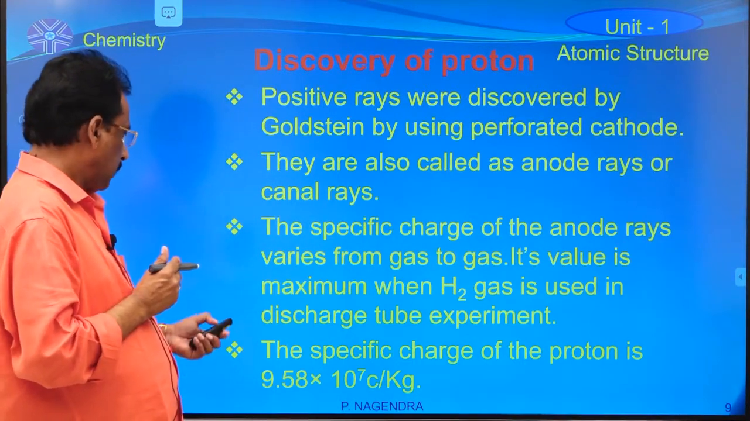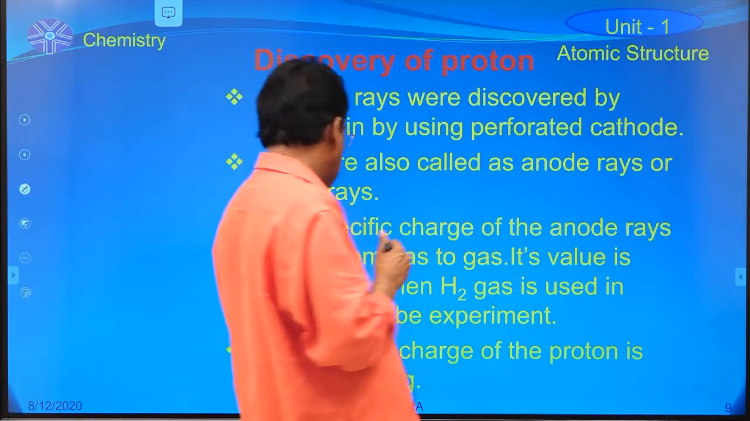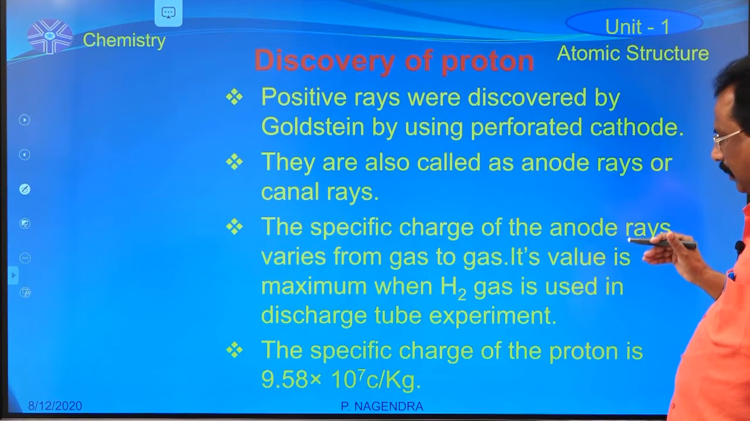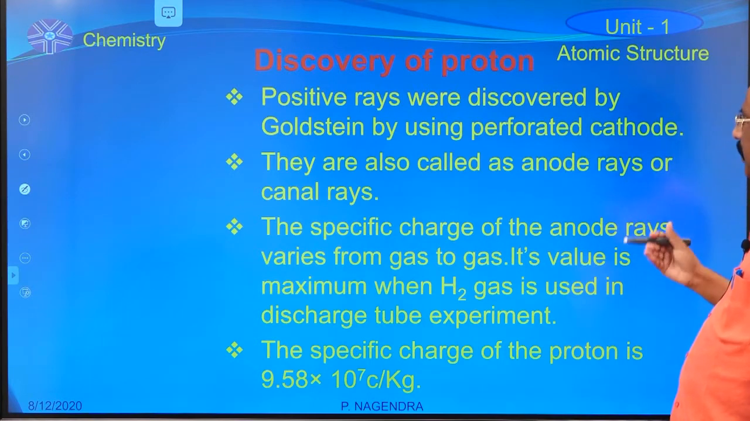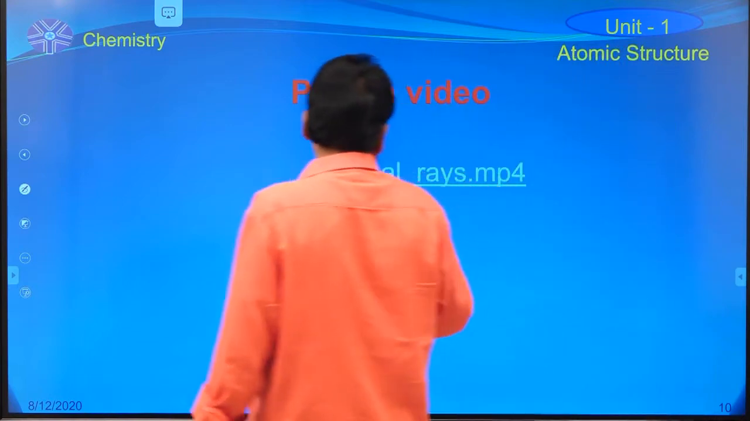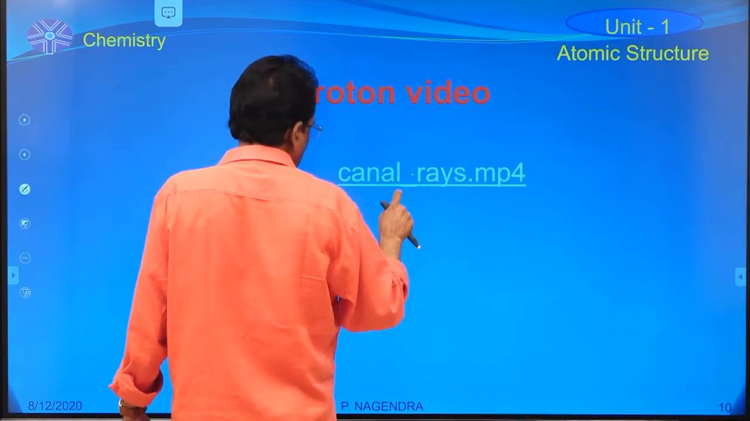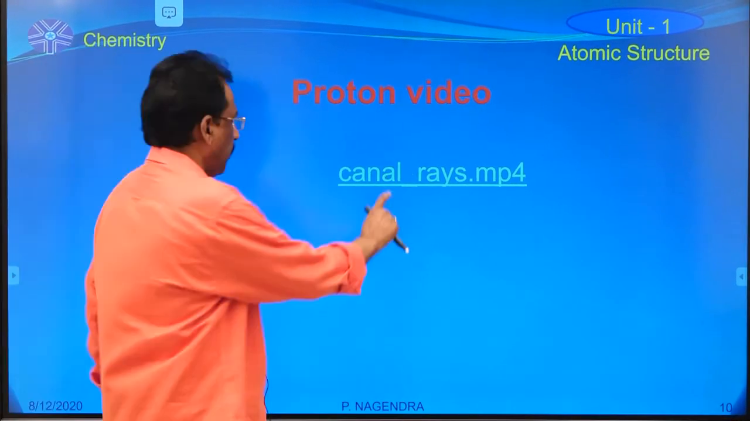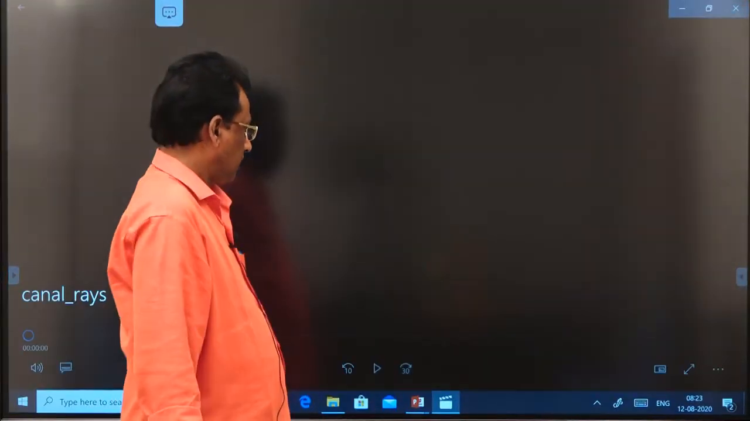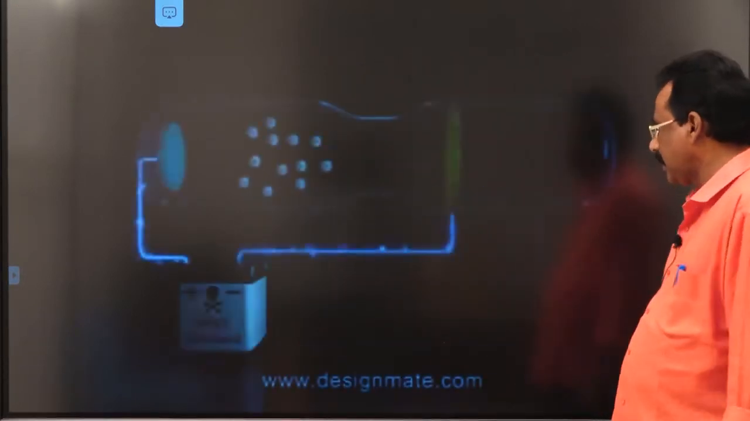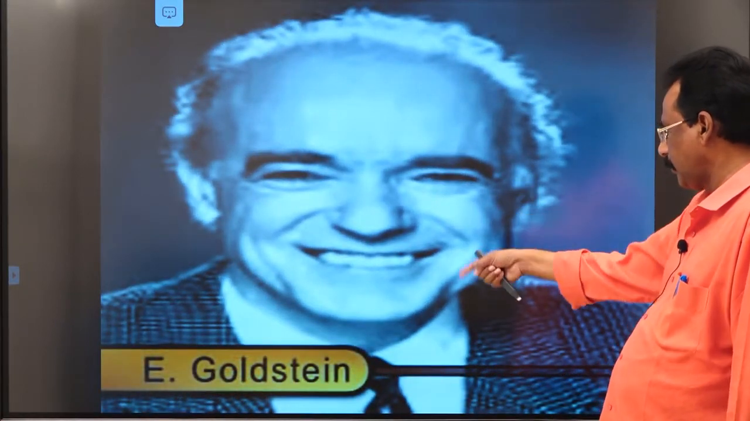According to him, the specific charge of the proton is 9.58 into 10 power 7 coulomb per kilogram. That means when compared to electron, the proton specific charge value is less. See the video of how the canal rays or positive rays or anode rays are produced according to Goldstein.